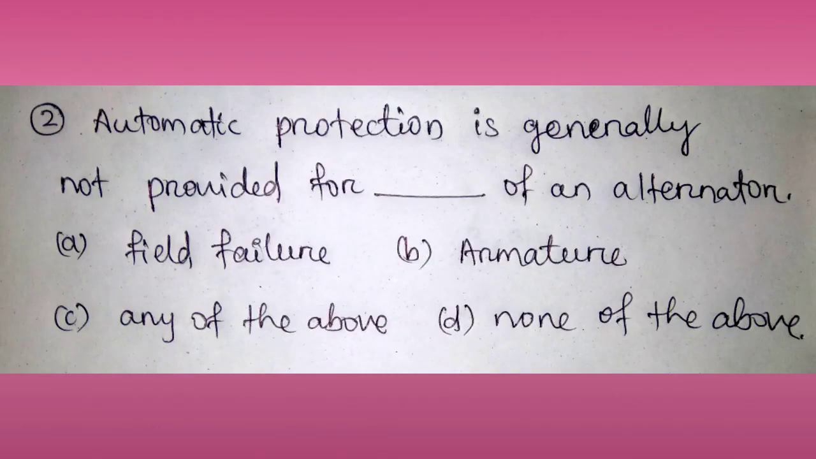Question number 2. Automatic protection is generally not provided for dash of an alternator. Option A field failure, option B armature, option C any of the above and option D none of the above. The automatic protection is generally not provided for the field failure of an alternator. Here the correct answer is option A.